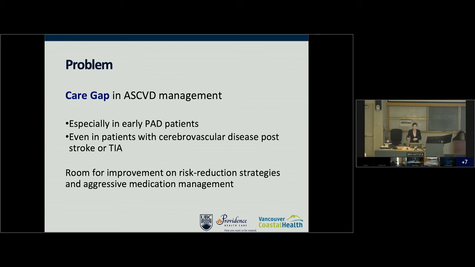And even in the patients who've had a TIA or a stroke, the neurologist might recommend, okay, get your LDL down and treat your diabetes and so forth, but sometimes they might just pass them along to the GPs who may not have the time or the effort, I guess, to lower to the target, which we now know we aren't very good at achieving LDL targets. There is definitely room for improvement on all these optimization strategies and more aggressive medication management for these patients.